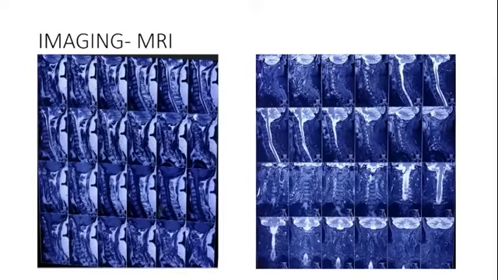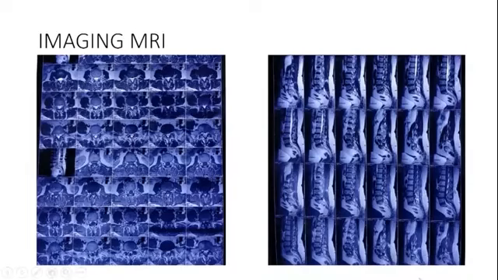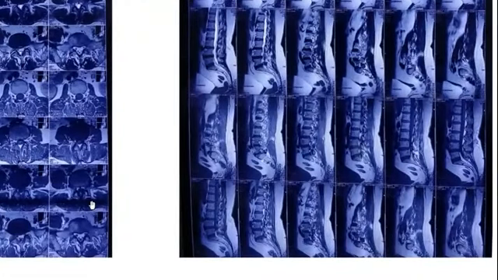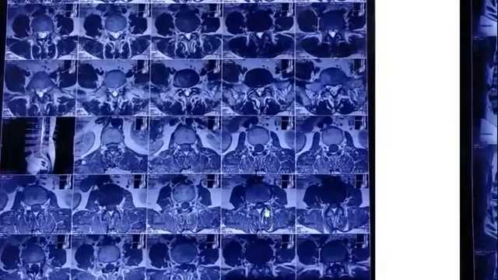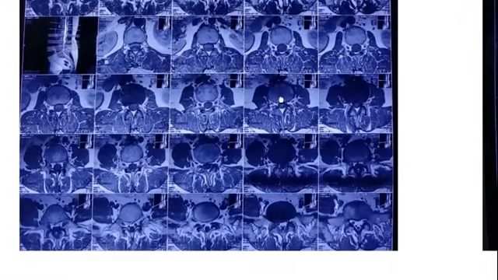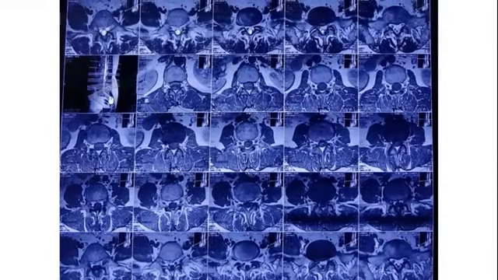Can you show the imaging properly? Yes, sir. Cervical, and then you show the lumbar also. Sir, this is the imaging. Axial. With lumbar. Zoom out. Lumbar angle. Abhishek, where is the cervical axial?